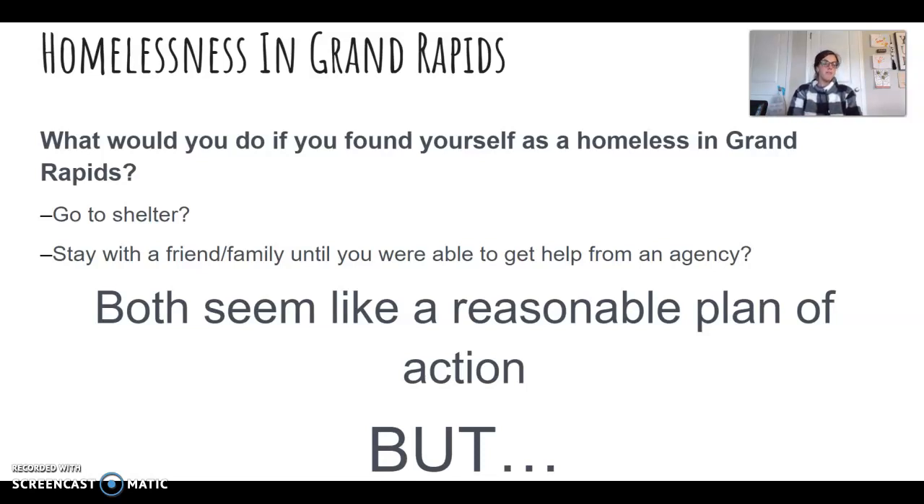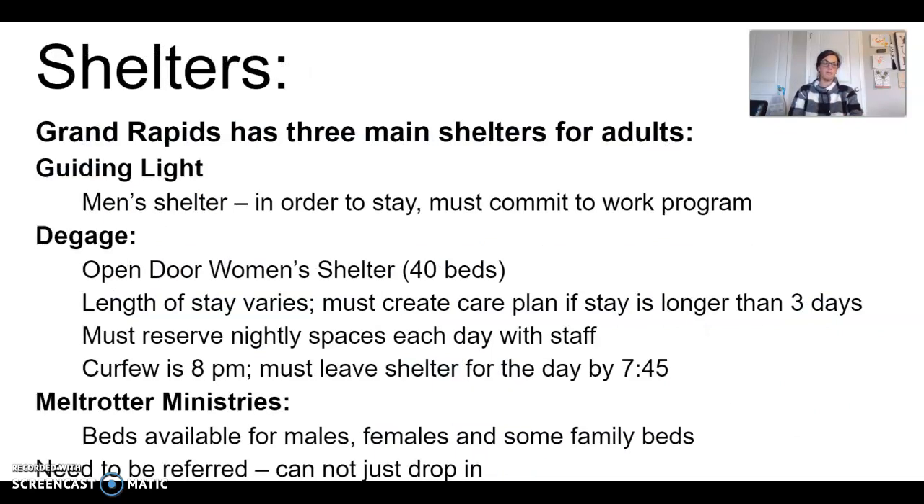And so maybe the reasonable, natural plan, well, I would just go to a shelter. There's homeless shelters everywhere downtown. I would go to that, or I would just stay with a family or friend until I was able to find help from an agency or save money for a deposit for a house or apartment. Like I would just get off the streets that way. And in theory, those sound like a very reasonable plan of action to try to get your needs of your physical environment met. However, thinking about homeless services, Grand Rapids has 3 main shelters for adults.